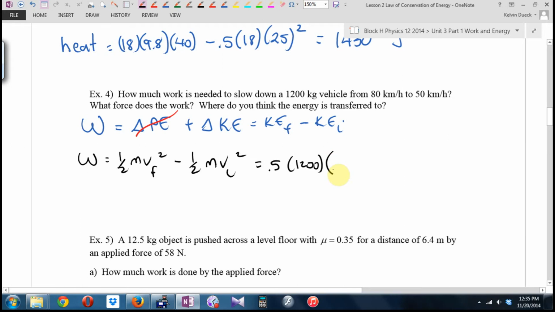What's V final? 50 what? Okay, we can't use kilometers per hour. How did we switch from kilometers per hour to meters per second? It had something to do with the 3.6. You know what? I'm going to do that right in the bracket. I'm going to go 50 over 3.6, all of that squared. Why not be lazy? Minus a half m v initial, 80 over 3.6 squared. I can do that.